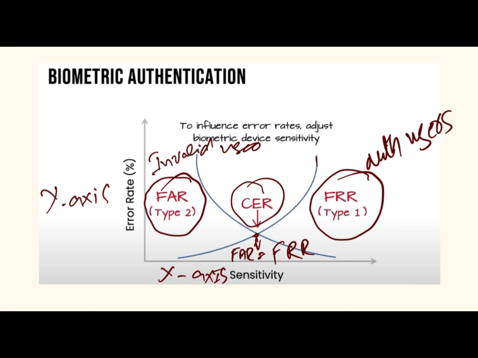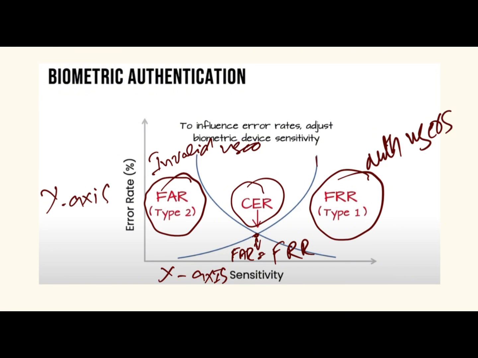Higher sensitivity, less type 2, but more type 1 error. It's obvious, right? If the system is very sensitive, then we can accept more type 1 error like false rejection rate, and less type 2 false acceptance rate. Lower sensitivity, fewer type 1, but more risk of type 2. So the CER is the point where both error types are equal, so it is used to compare accuracy between systems, not necessarily to set the final threshold.